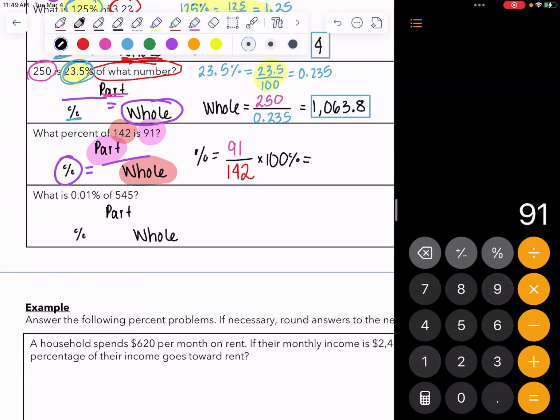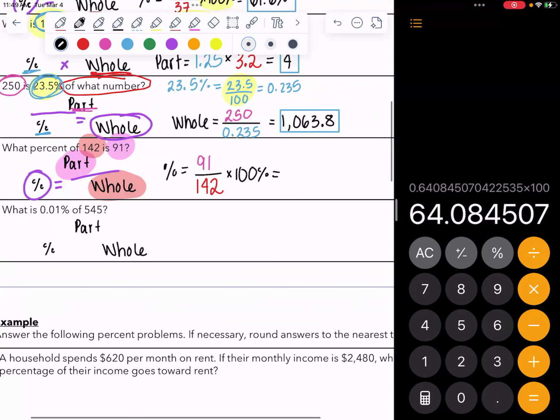We have 91 divided by 142. Multiply by 100%, then round. So 64.1 once we round it. 64.1, and then it's a percentage. So 91 is 64.1% of 142. That's how you would read it. 91 is 64.1% of 142.